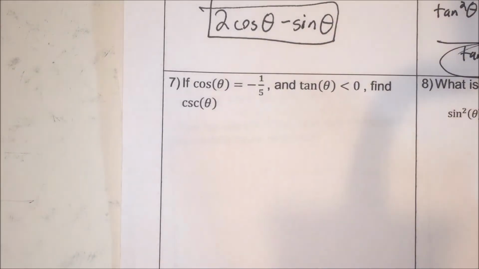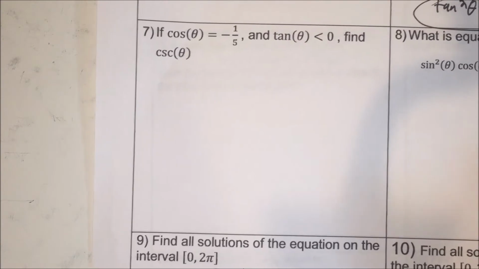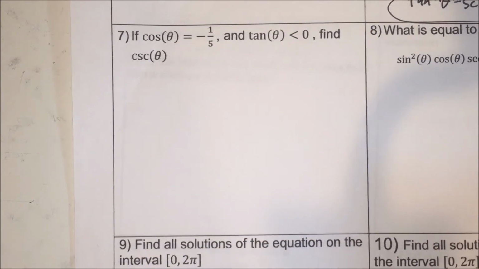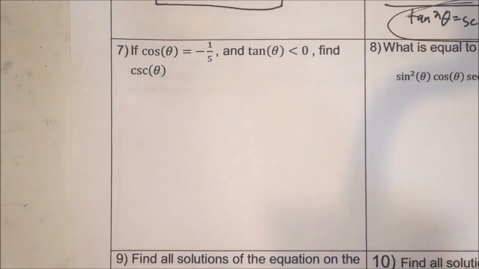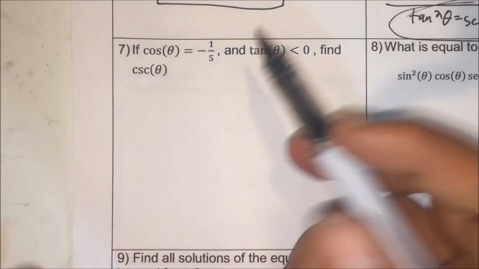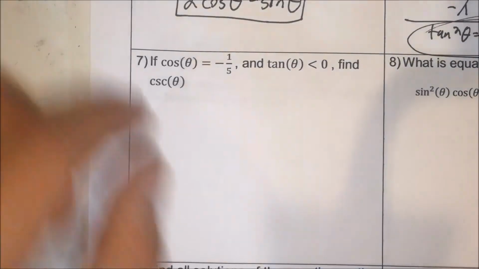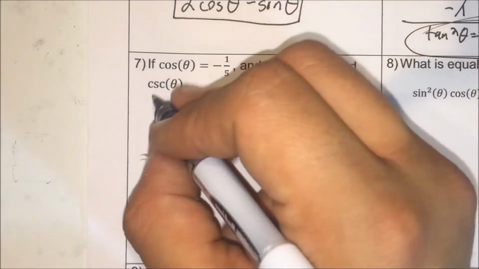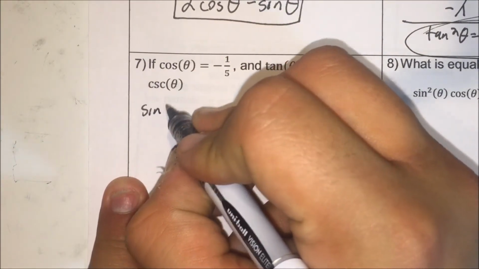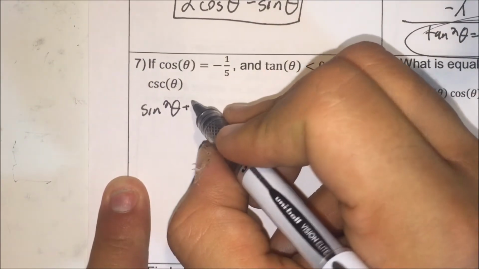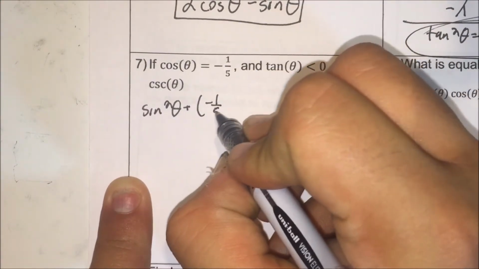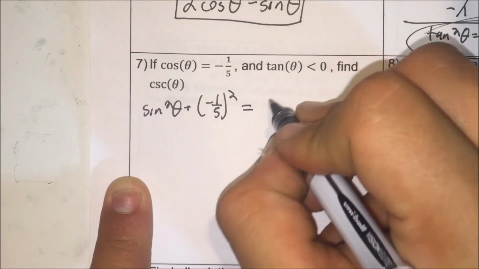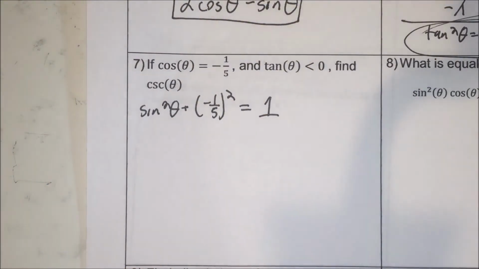Alright, let's do number 7. Number 7 says, if cotangent of theta is equal to negative 1/5 and tangent is less than 0, find cosecant. Again, we're only given one trigonometric value here. In that situation, you want to use a Pythagorean identity to try to find the others. We know that sine squared plus cosine squared is 1. So I'll say sine squared plus negative 1/5 squared instead of cosine here is equal to 1. Again, we're using the Pythagorean identity here.